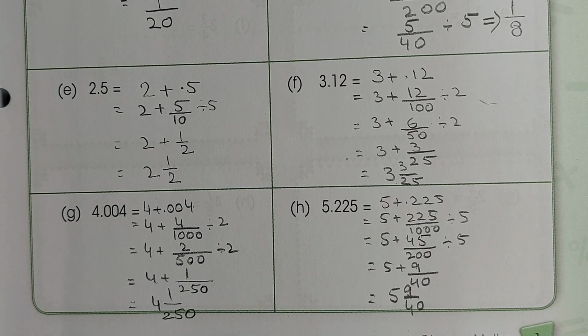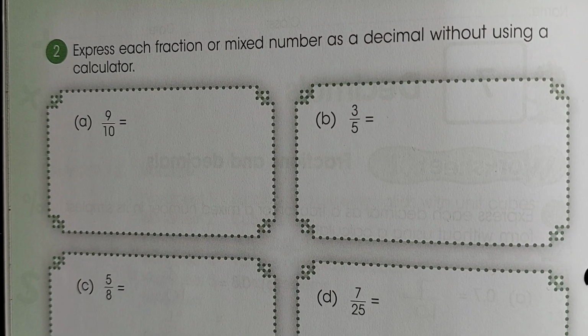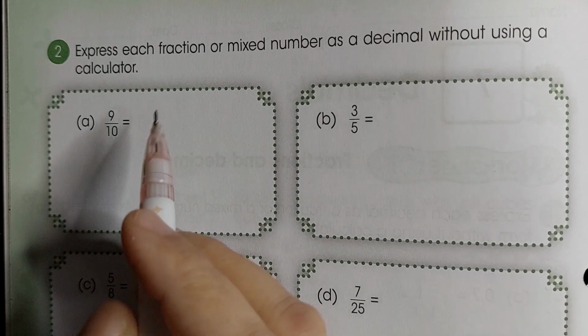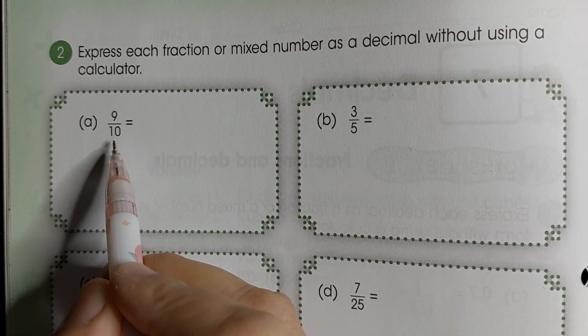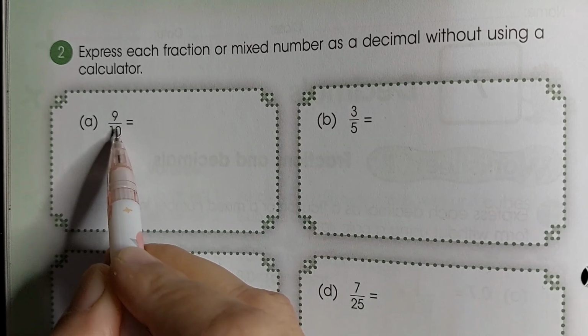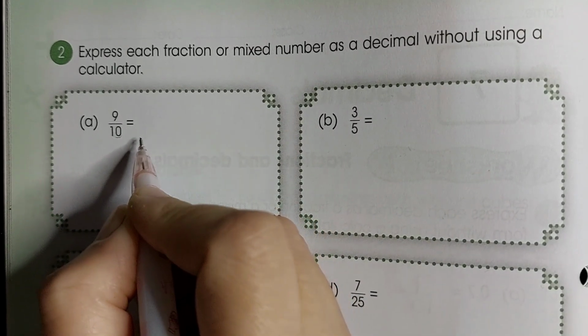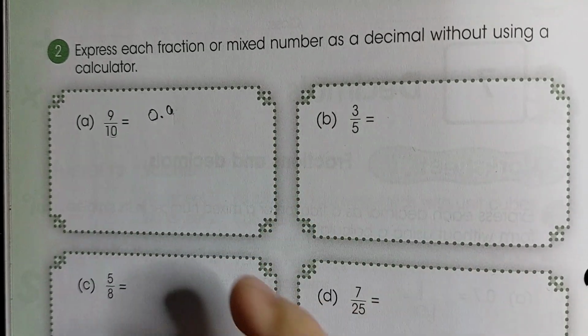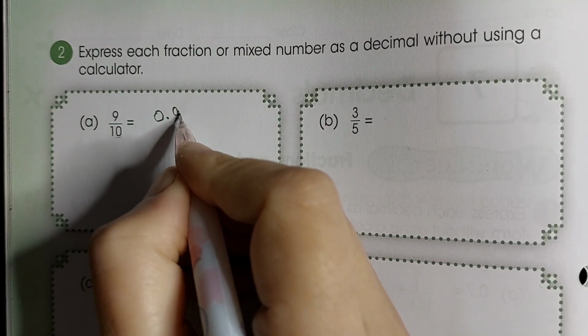Okay, now move on to question number 2. Question number 2 is: express each fraction or mixed number as a decimal without using a calculator. It's just the reverse of the previous question. There we had to change the decimal into the fraction or the mixed fraction. Now here we have to change the fraction or the mixed fraction into the decimal form. So let's start. First of all, 9 upon 10. Here we can put the decimal because we have a multiple of 10. After how many digits will we put the decimal? After 1. 0.9. Simply your answer will be 0.9.